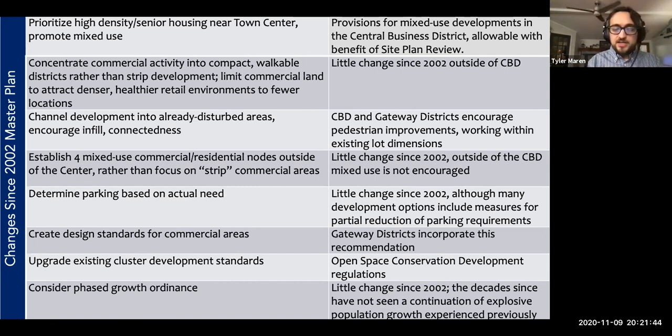Determine parking based on actual need. I am not sure what those regulations looked like in 2002, but it doesn't seem like they've changed that much. Create design standards for commercial areas. I think the gateway districts are probably a direct response to that. Upgrade existing cluster development standards. The open space development has done that. And consider phased growth ordinance. I didn't see that had happened. And I think growth in Bridgewater has slowed a lot more. I don't know if that's still on the top of people's priority lists.